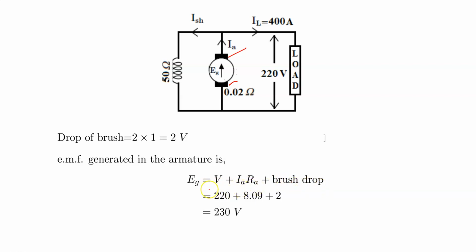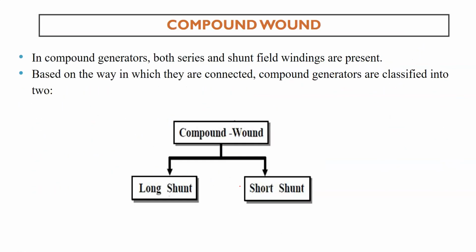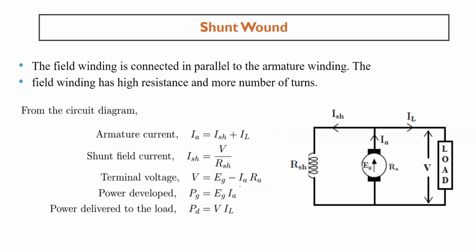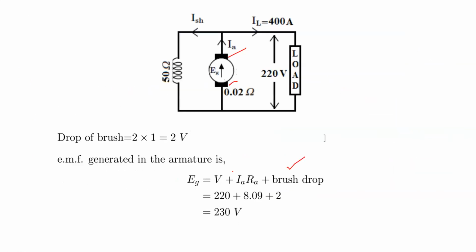This is the equation. We have already seen this equation. So Eg is equal to V plus IARA, and we have to include the brush drop also. That is the only difference. So Eg is equal to V plus IARA plus brush drop. We have already seen this equation in the previous class for the shunt wound generator. We have modified this equation to obtain the value of Eg. So after putting the different values, we will get the value of Eg as 230 volt.